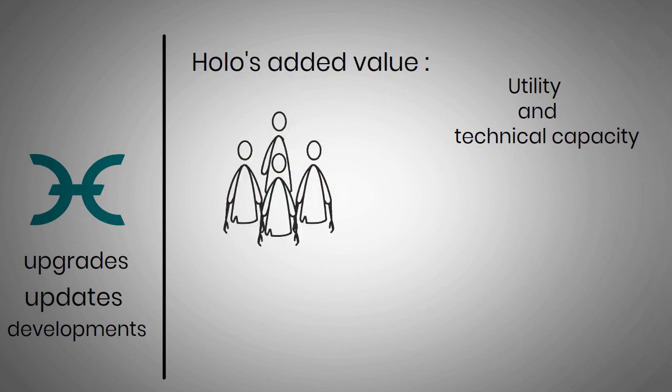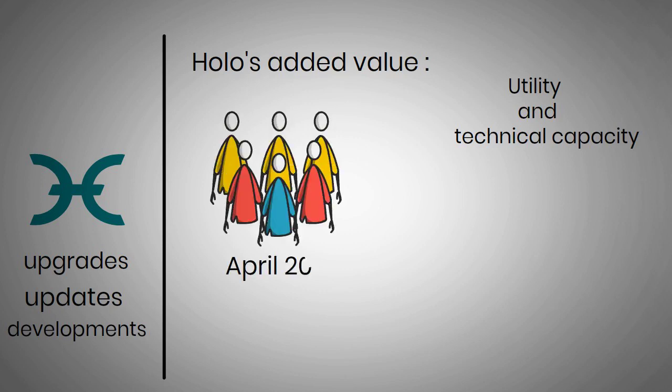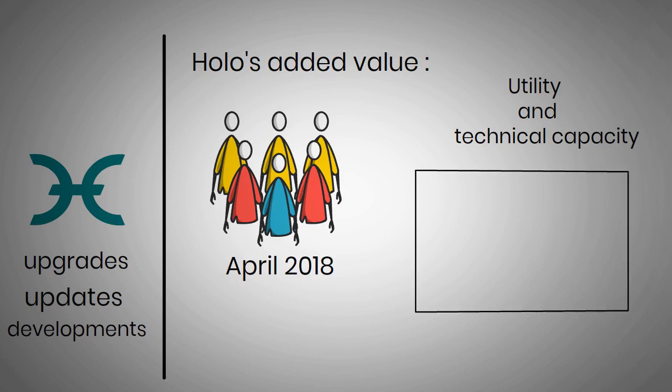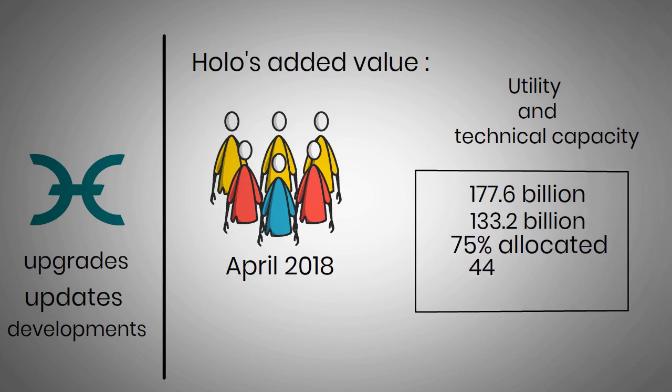Holo underwent an initial community offering in April 2018. Eventually, 177.6 billion HOT were minted, with 133.2 billion, about 75%, allocated for public sale, and another 44.4 billion, about 25%, kept for the company and its team.